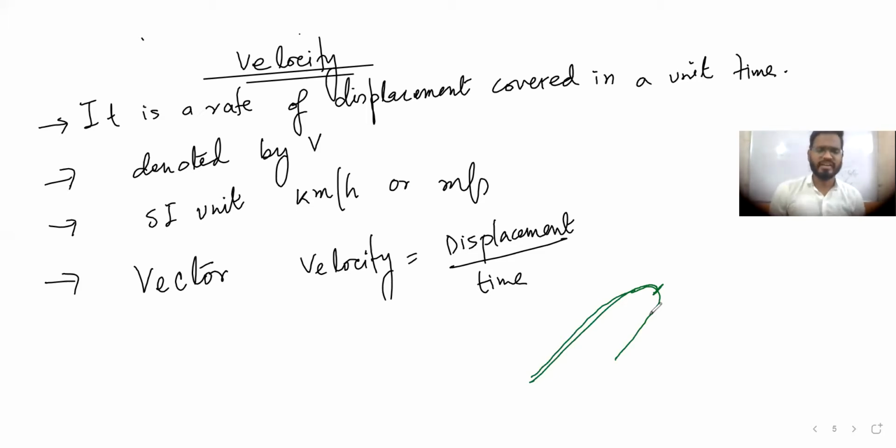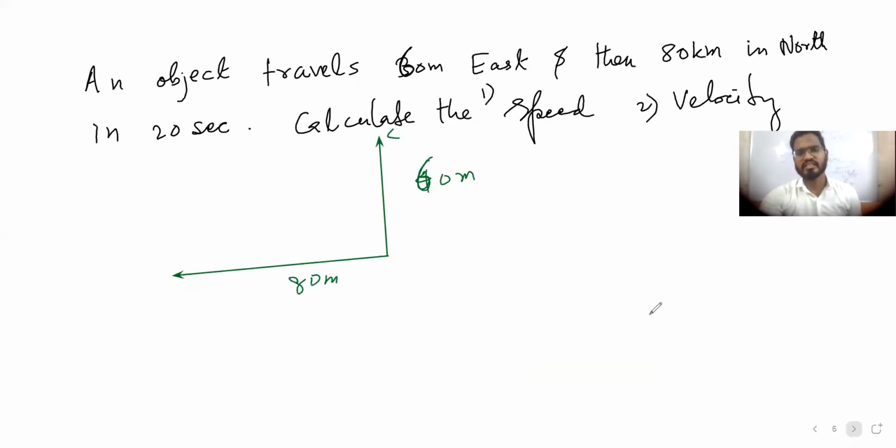And then we can say again it's a vector quantity, and the formula is displacement by time. Okay, let's see one numerical. An object travels 60 meter east and then 80 meter in north in 20 seconds. Calculate the speed and velocity.